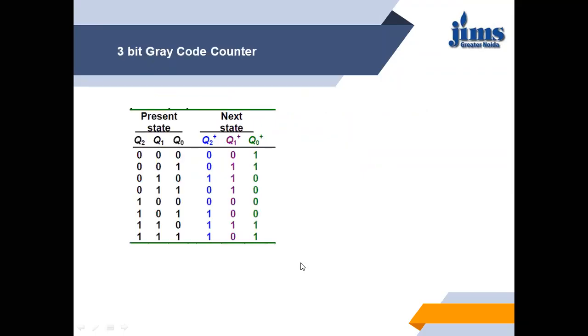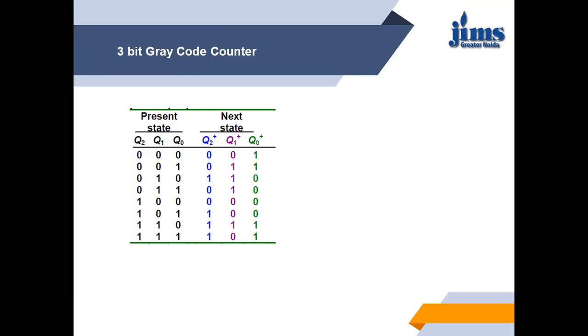So here the sequence will be different, because I have written it in the binary sequence and the state diagram is in the gray code. So what you have to do is just write down all the present states of the three inputs, starting from 000 to 111. Then with the help of the state diagram, find out what will be the value of the next state.